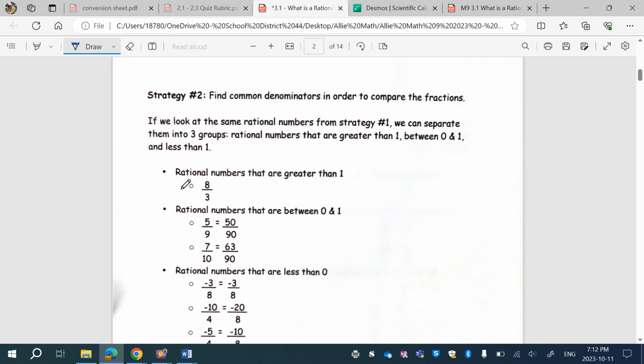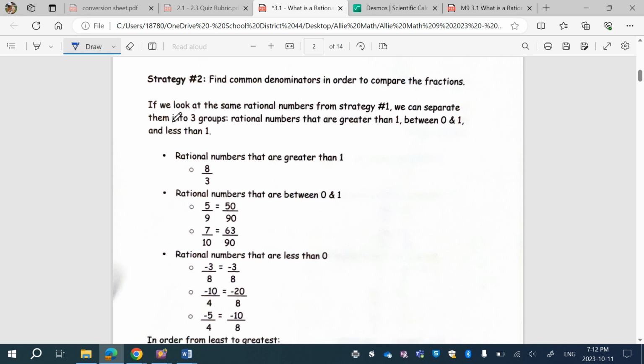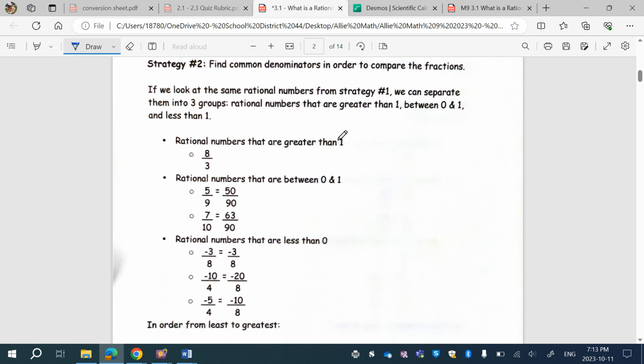Strategy number 2, you can find common denominators in order to compare the fractions. There's an interesting first step. If we look at the same rational numbers from strategy number 1, we can separate them into 3 groups: rational numbers that are greater than 1, numbers that are between 0 and 1, and ones that are less than 0. The rational number greater than 1 is 8 over 3. That's an improper fraction, so we know that this is going to be at least 2 and some left over. So we know that's greater than 1.